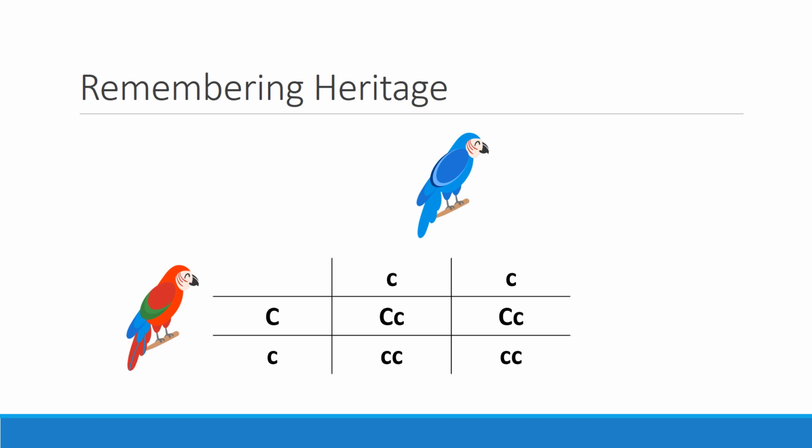So this is what we're going to talk about when we talk about phenotypes and genotypes. Exactly what type of offspring do we get from this combination of these two birds? This obviously can happen with any trait that follows Mendel's law.